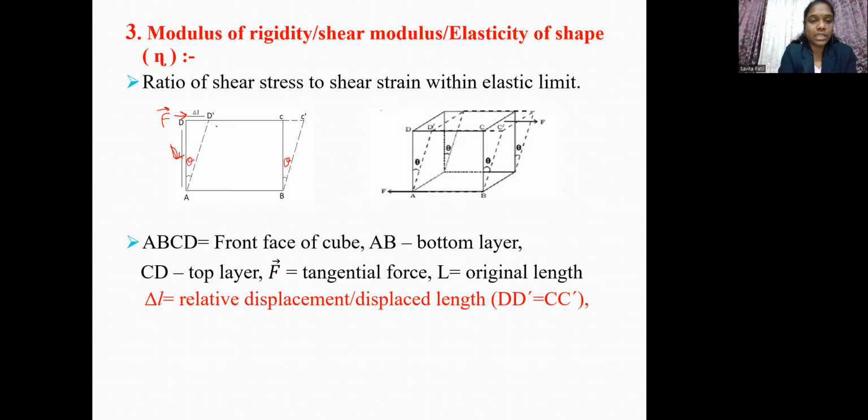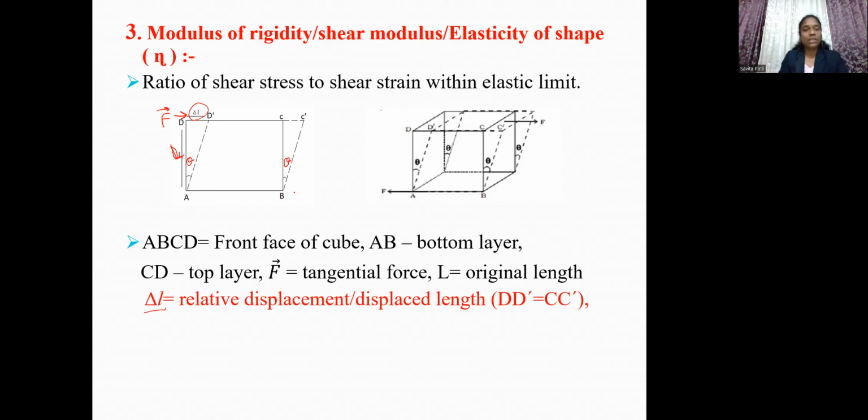Now here, this distance D, D dash, C, C dash is represented by symbol delta L. And what is this delta L? It is called the relative displacement or displaced length of the top layer with respect to the fixed bottom layer AB.